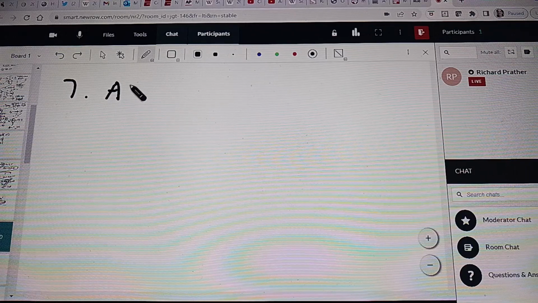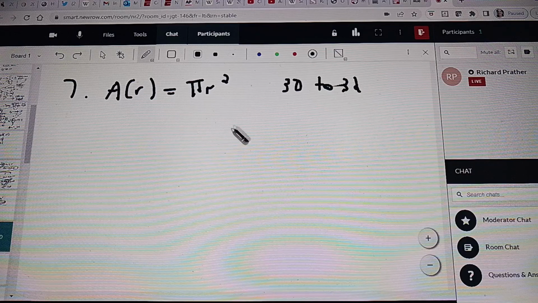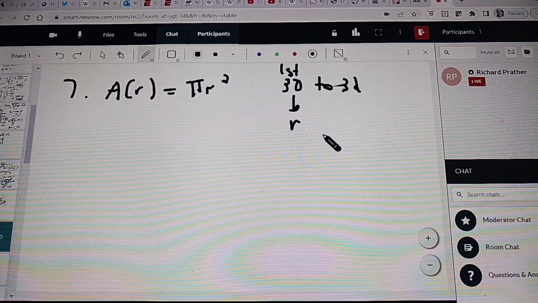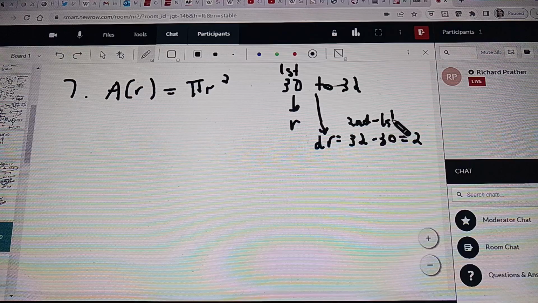We've got circular area. That's a very basic formula from geometry, pi r squared. So they didn't give me a formula because it's a very obvious one from geometry, they think anyway. And then we went from 30 to 32. So the first number that you start at, that's the main variable, that's r. And then if you take both of them and subtract, that's dr, the change in r. R is changing from 30 to 32, so it's increasing by 2. Always do the second one minus the first one to get the change.